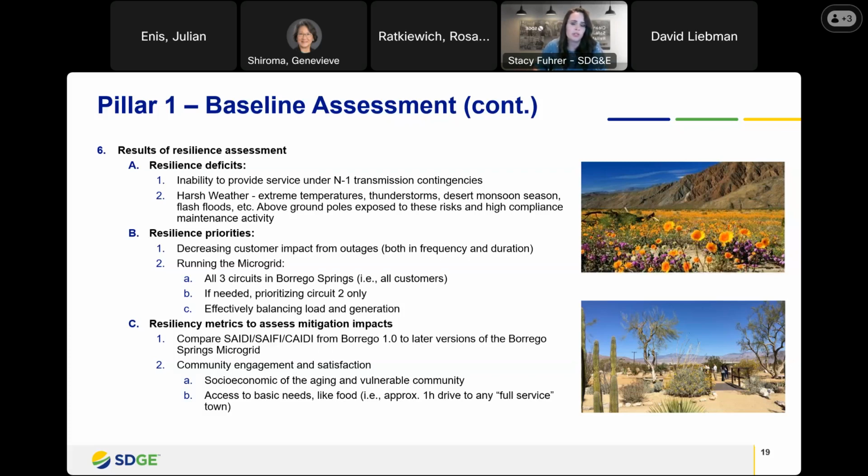Another important part is community engagement and satisfaction. That includes the social economics of the aging and vulnerable community, and their access to basic needs like food. Because the community is surrounded by state parks, it's a full hour to what you would call, quote unquote, a full service town. That would be a full hour to find a Costco, a full hour to a hospital. One of the major things we've heard is that customers have multiple refrigerators in order to store food for longer. So if they lose their power for too long, all that food spoils. So it's really important for us to provide those customers with the support that they deserve.